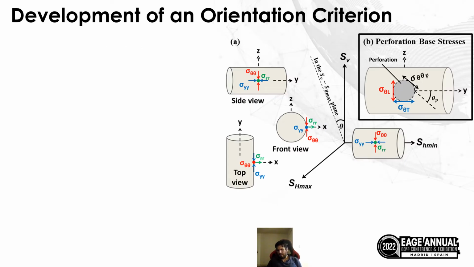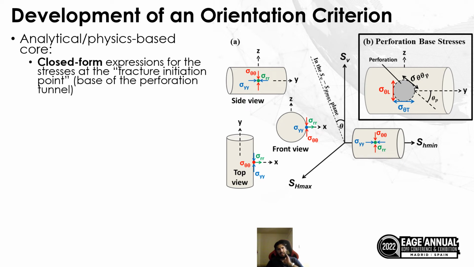Now, I spent my entire PhD at LSU trying to develop a complete orientation criterion for the fracture initiation from such wells, perforated wells. And I started from an analytical physics-based core. To do that, I basically reduced the problem to that of one cylindrical wellbore, intersected orthogonally by a smaller but also cylindrical perforation, both pressurized at the same pressure.